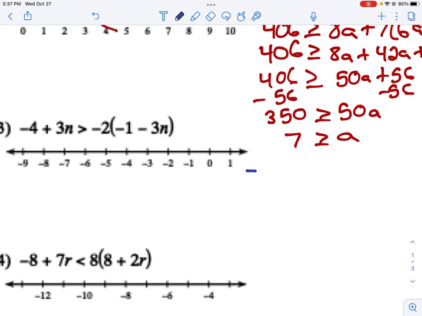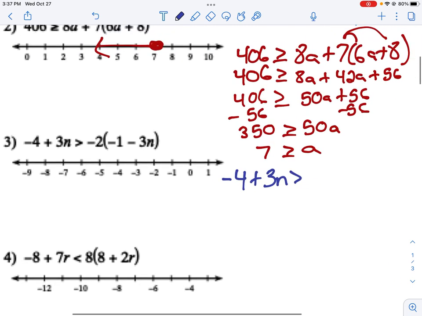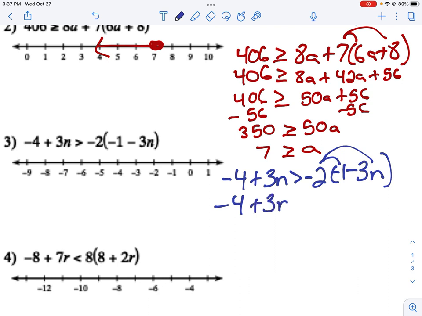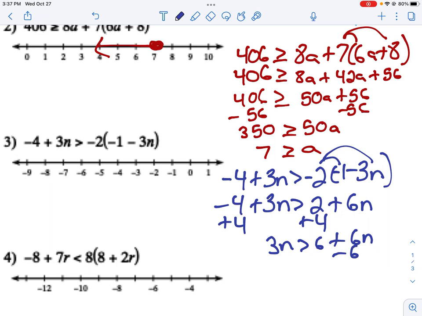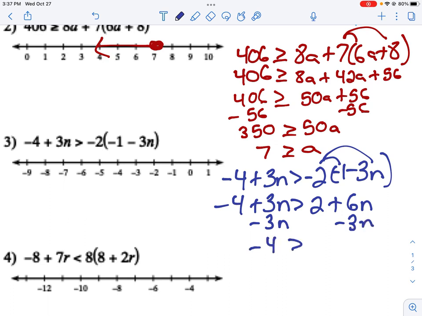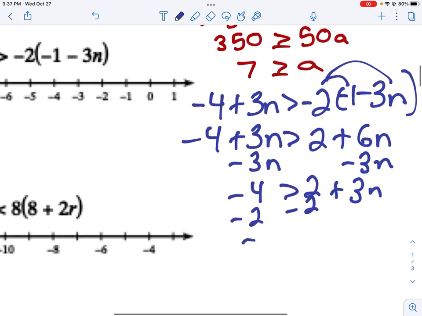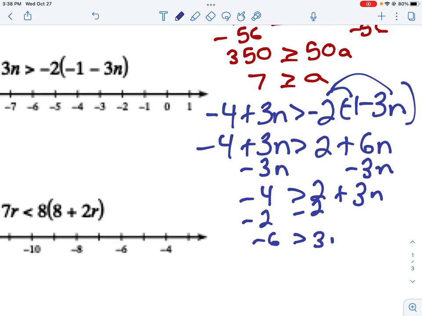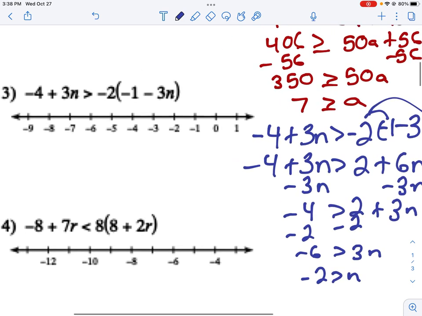Number 3. Distribute. Move the 6n over. Oh, actually, you know what? Instead of adding 4, I recommend always moving the variable over first. I always move the smaller of the 2 variables because then we're dealing with positives and we don't have to worry about flipping our sign, because that makes life a lot easier. And then also if we ever have special cases, because there will be special cases, of course. So -2, open circle, -2 is greater than, goes to the left.